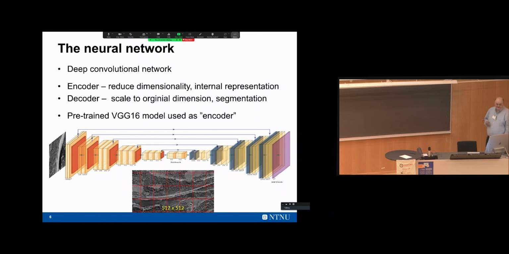The pre-trained one means that this encoder originally was trained to recognize pictures of cats and dogs, and then it has been retrained to classify rivers. And without the pre-trained encoder, this was actually quite complicated.